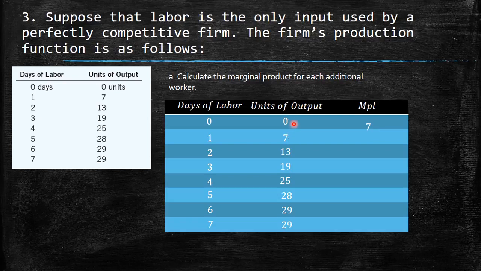The interpretation of this marginal product of labor is: when I hire a new worker, it will bring me 7 new units. When I hire the second worker, this will bring 6 additional units to the production. When I hire the third additional worker, it will bring me 6 additional units. Then this one again 6, then it starts to decrease. And why? This is the law of diminishing production, right? The marginal labor. So here we have 1 and here we have 0.